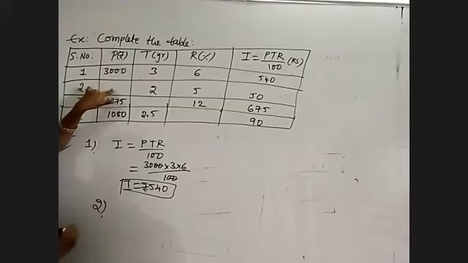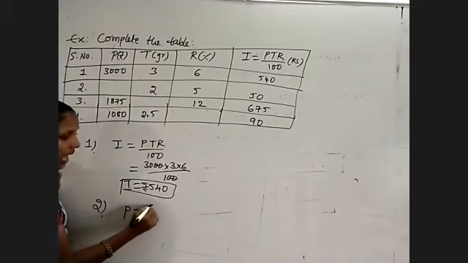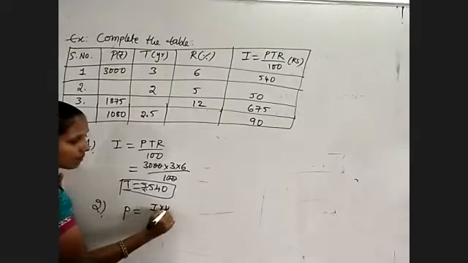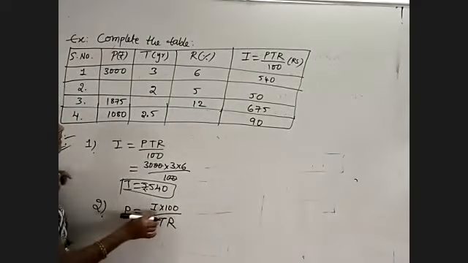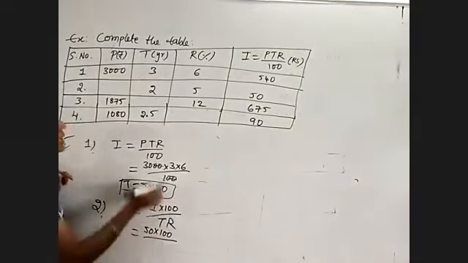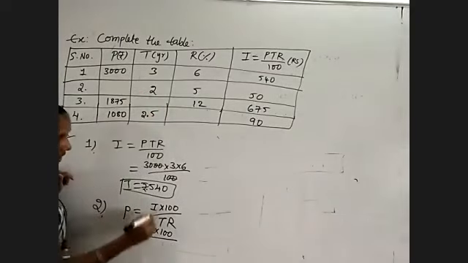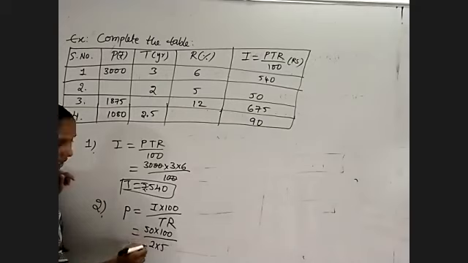Second problem, what are the values given here? Principal not given. We have to find that. So we have the formula for principal, I into 100 by TR. Yes or no? So that's all. I value we have 50 into 100 divided by T is 2 and R is 5. 2 into 5. Okay, 2 5s are 10 and 1 0 will get cancelled.